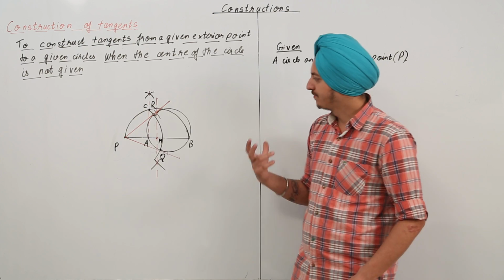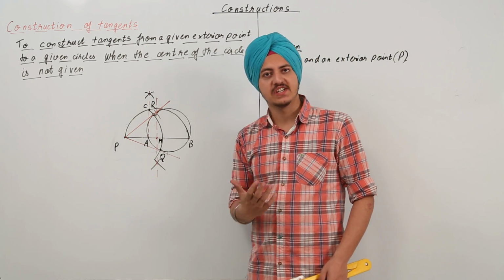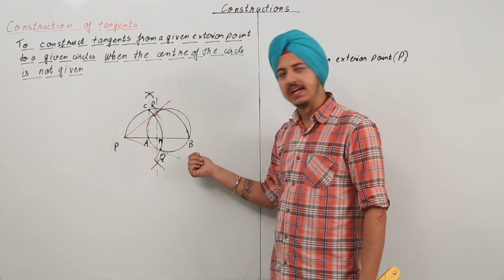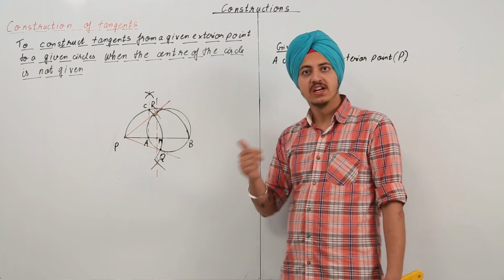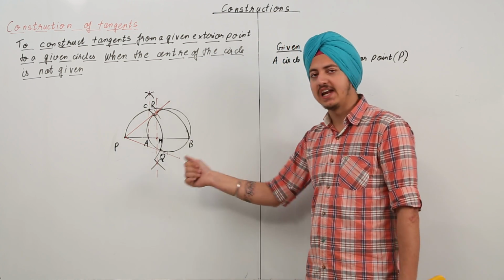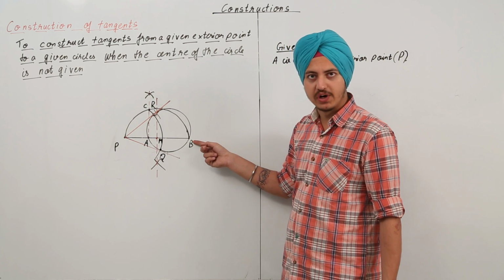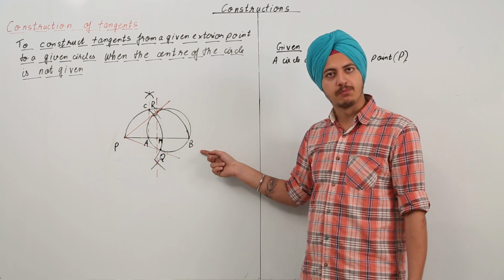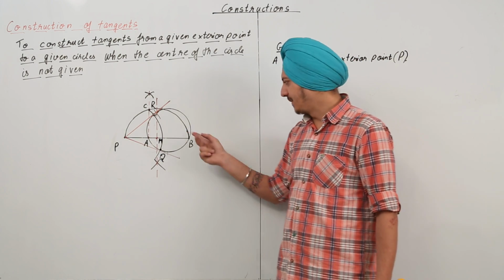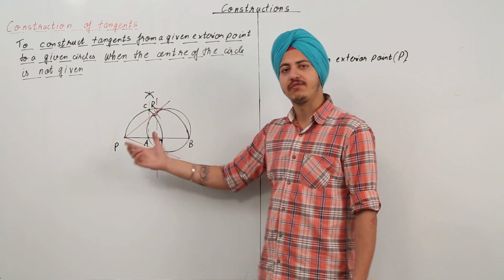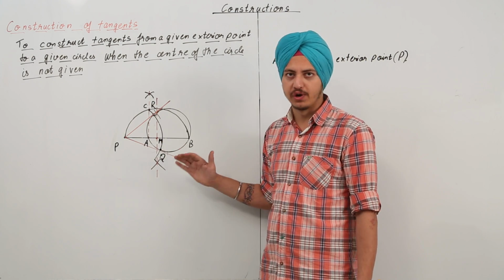I'll tell you the steps. So first of all, the first step is to construct a secant PAB. What is a secant? A secant is a line that cuts the circle at 2 points. One point is A and the other point is B. So PAB is one secant that we construct. Construct any secant, cutting the circle at any 2 points.